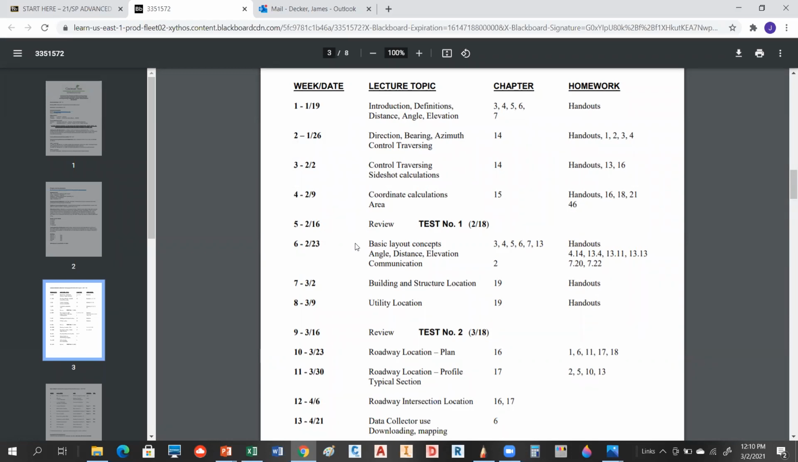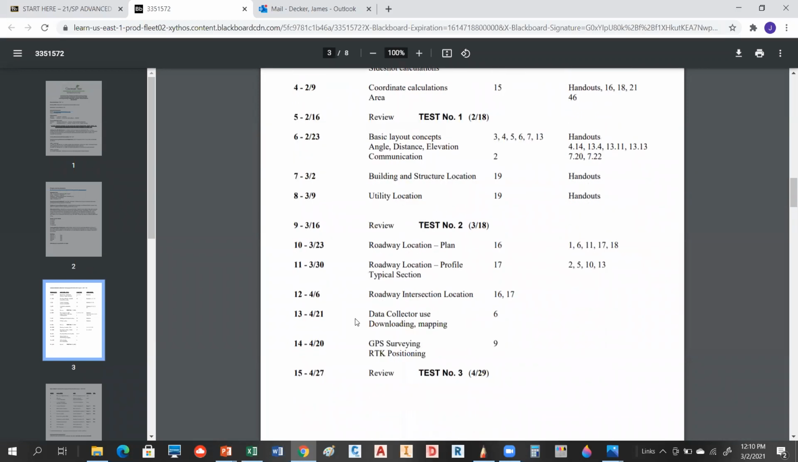So I want to talk about these basic layout concepts in conjunction with the lab we're going to be doing, which we talked about last week. I might start some of the building structure stuff, but we're not going to do that building layout until next week. Then the utilities will go down a week, and the test that is currently scheduled for the 18th is going to bump down another week. So everything's going to push a week, and that's not going to be a big deal because we have time to move stuff around here.